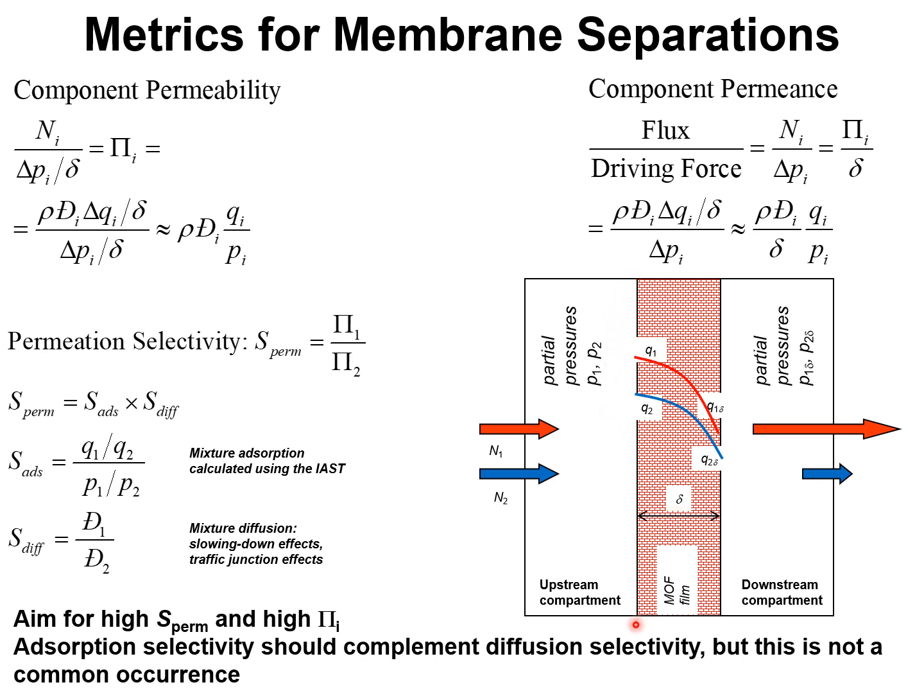The upstream face of the membrane can be considered to be in thermodynamic equilibrium with the partial pressures in the upstream compartment. The component loadings Q1 delta and Q2 delta at the downstream face of the membrane are considered to be in equilibrium with the partial pressures P1 delta and P2 delta in the downstream compartment. Commonly, P1 delta and P2 delta are significantly smaller than P1 and P2 in the upstream compartment, and therefore the component loadings at the downstream face of the membrane are significantly smaller than the component loadings Q1 and Q2 at the upstream face of the membrane. N1 and N2 are the fluxes of components 1 and 2 that permeate across the membrane.